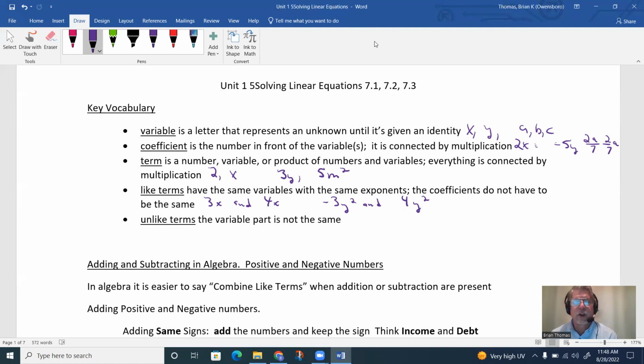Unlike terms, the variable is not the same. So if I give you 3x and 3y, even though the coefficients are the same, the variables are not the same. So we would describe these as like terms. I'm sorry, these would be unlike terms.